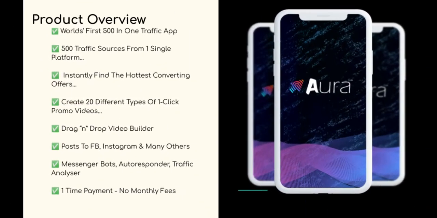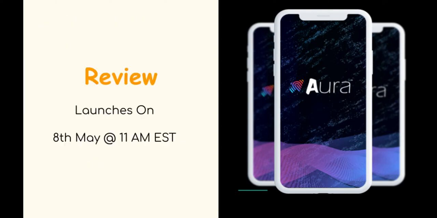So Aura is the world's first 500-in-1 traffic app. It's a hosted product, 500 different traffic sources from a single platform. You can instantly find the hottest converting products that you can then promote. You can create 20 different types of videos, just one click, drag and drop video builder, post to Facebook, Instagram, and absolutely loads of others, well, there's 500 of them. You've got messenger bots, autoresponders, and traffic analyzers as well, and it's a one-time fee to get involved. The product actually launches on May the 8th at 11 AM EST, that's Saturday morning.